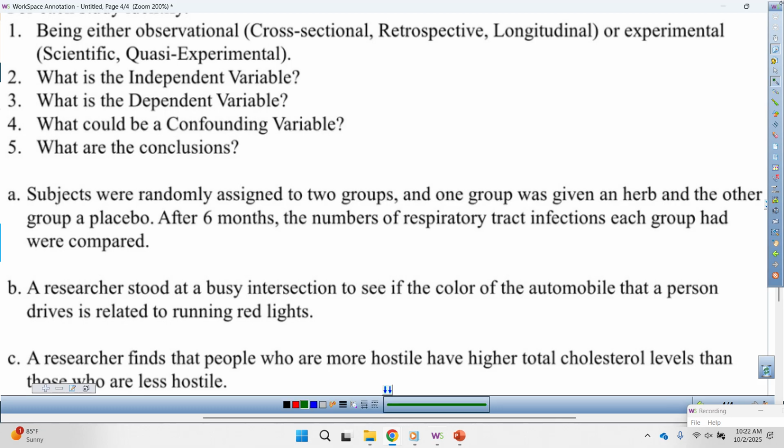Look at A, and it reads, subjects are randomly assigned to 2 groups. So, think about that and tell your neighbor, is this an observational or experimental study? What I read: subjects were randomly assigned to 2 groups. Tell your neighbor what that is.